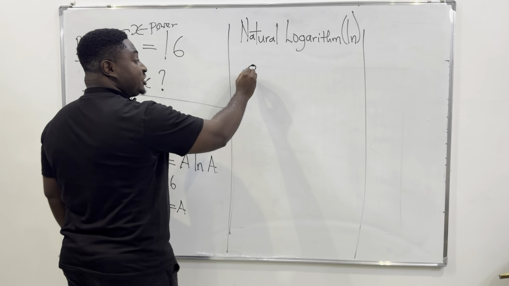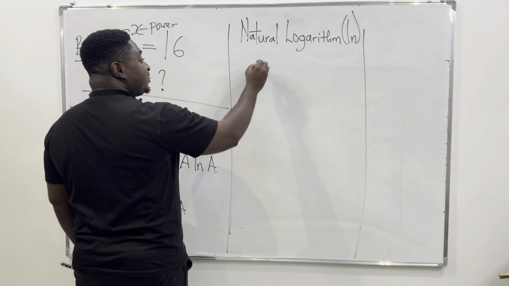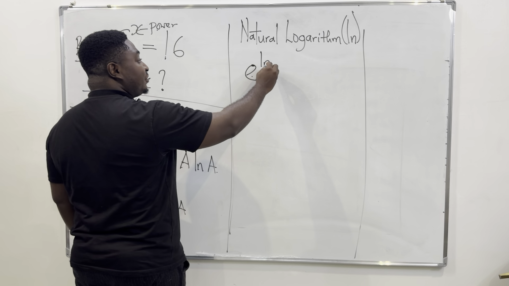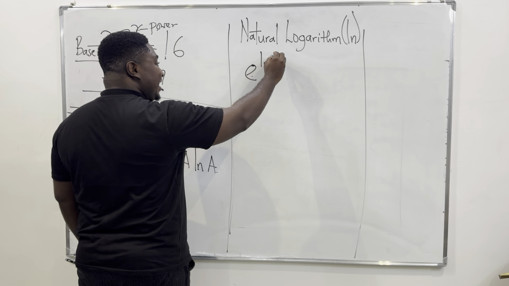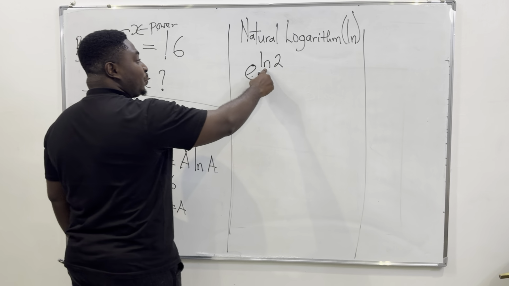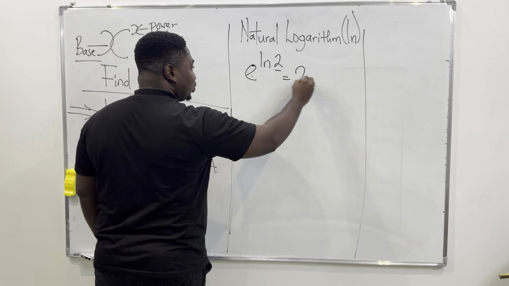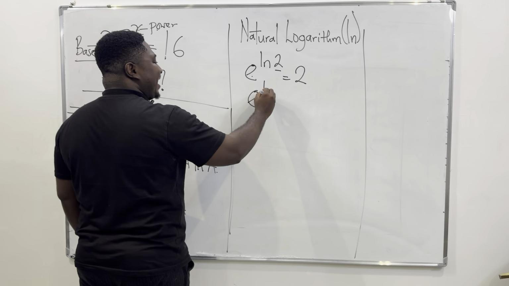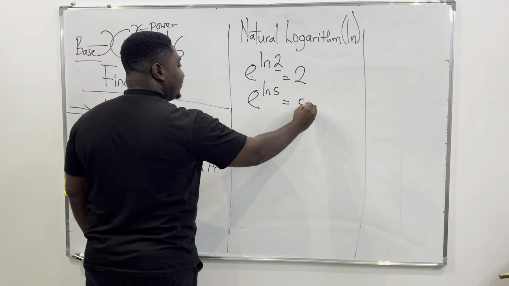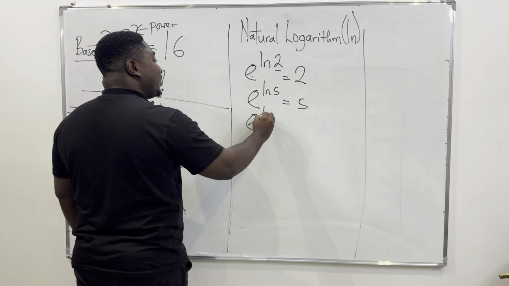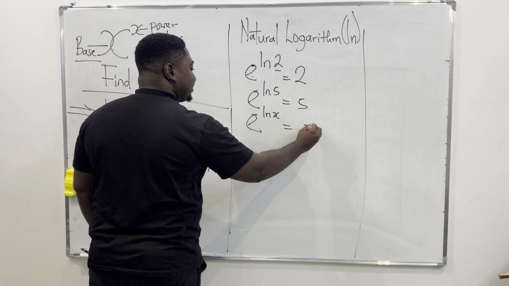E represents the exponential function. Anytime the exponential function is raised to the power natural logarithm of any expression, it could be a, it could be 2, it could be 3. E raised to the power ln 2, the final answer is just 2. E raised to the power ln 5, the final answer is 5. So e raised to the power ln x is what? x.